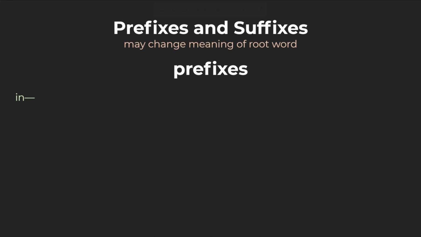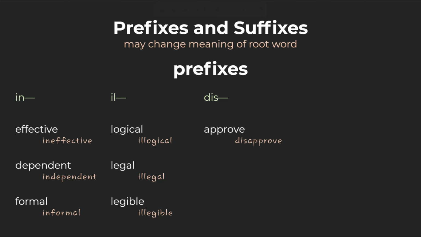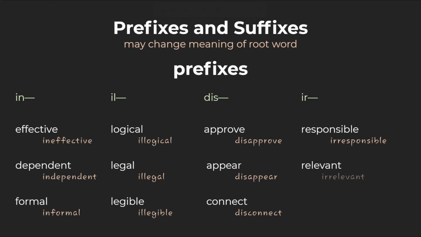In. This prefix turns effective into ineffective, dependent into independent, and formal into informal. Il turns logical into illogical, legal into illegal, and legible into illegible. Dis turns approve into disapprove, appear into disappear, and connect into disconnect. And IR turns responsible into irresponsible, relevant into irrelevant, and regular into irregular.